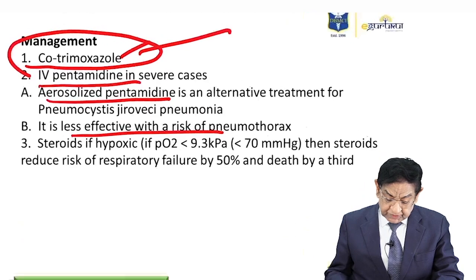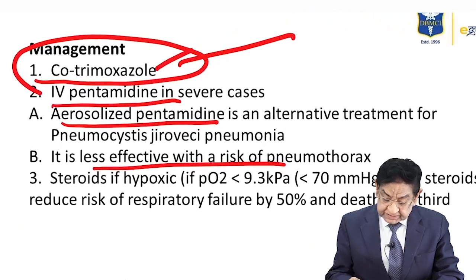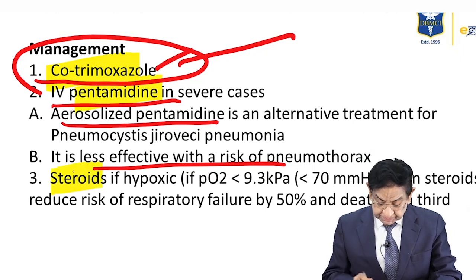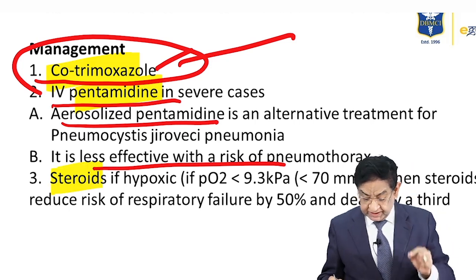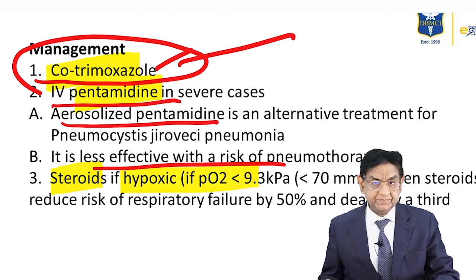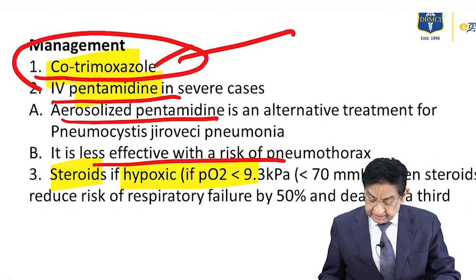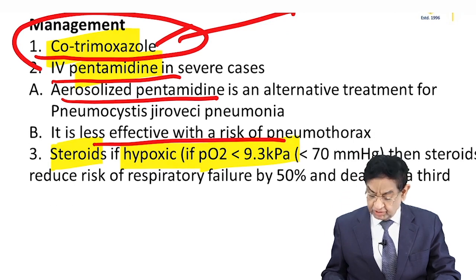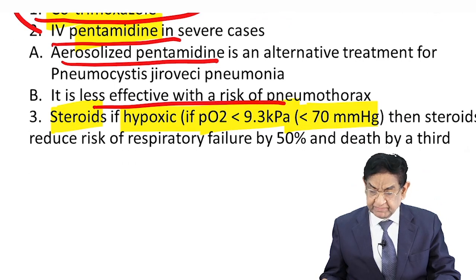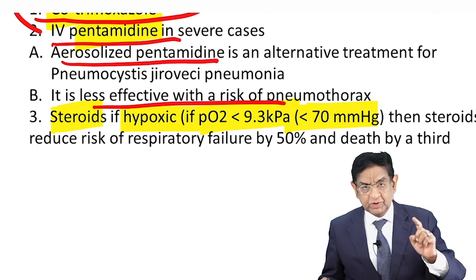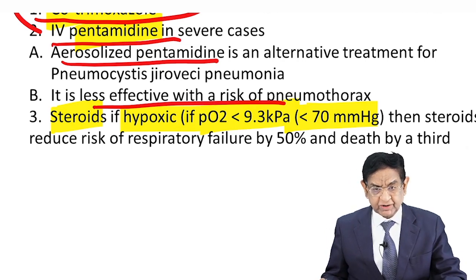Now, the first treatment is co-trimoxazole. So this is the keyword to be remembered. Pentamidine is the second line treatment. But now steroids. The third keyword is steroid. We give this when hypoxia is there. That means when the partial pressure of oxygen is less than 9.3 kPa or less than 70 millimeters of mercury, that means the patient is going toward hypoxia, then only you give steroid, otherwise steroids are not given.